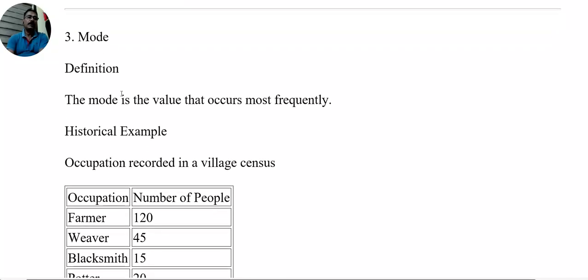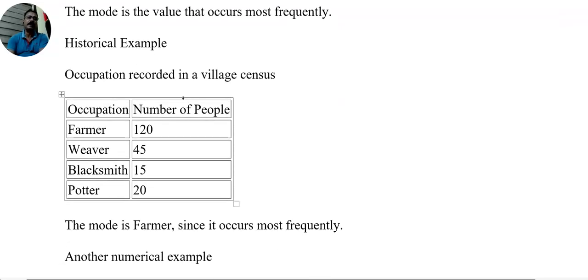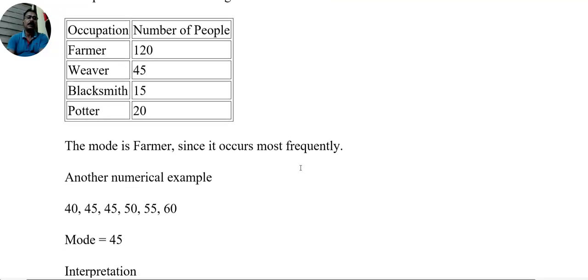Now mode. What is the mode? The mode is the value that occurs most frequently. The historical example was already explained at the time of the image explanation. Occupations recorded in a village census: farmer, 120 people; weaver 45, blacksmith 15, potter 20. So the mode is farmer. Since the highest frequency is farmer, the mode is farmer, since it occurs most frequently.